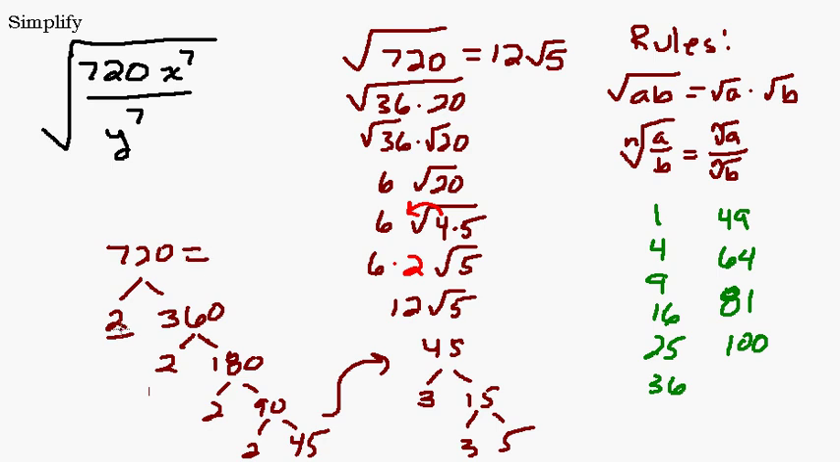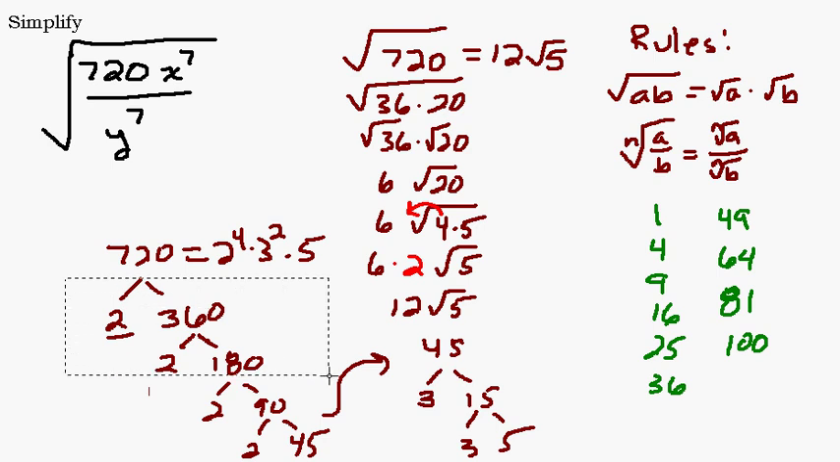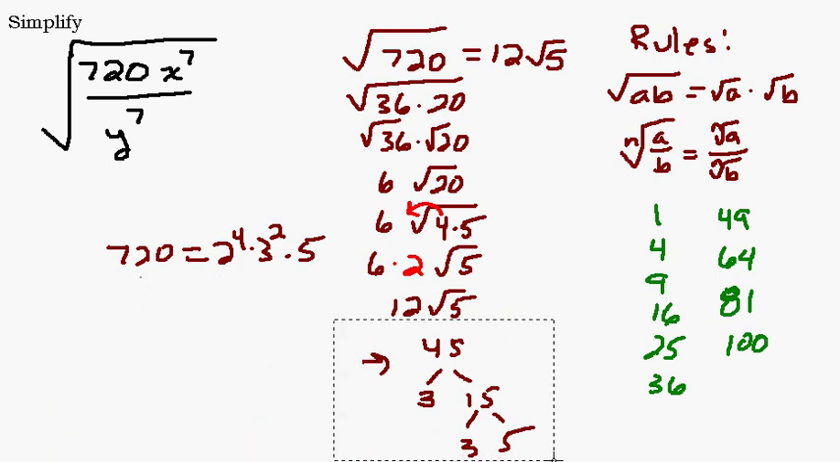So I have 2 times 2 times 2 times 2, 2 to the 4th, times 3 times 3, which is 3 squared, times 5. Okay, so if you're using the prime factorization to do the square root, I'm going to have to erase this. So if you need to pause the video and write down how we got that prime factorization, go ahead and do that, because I did it kind of fast.